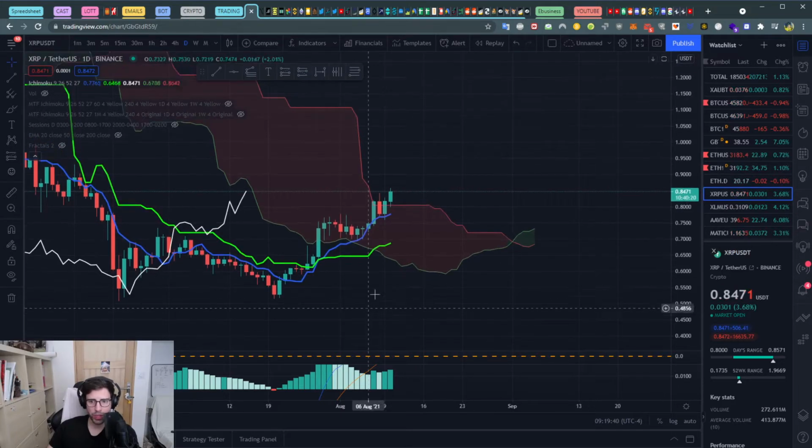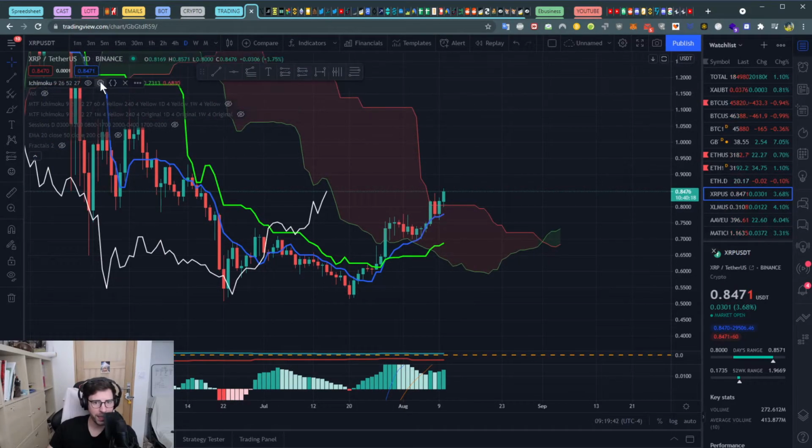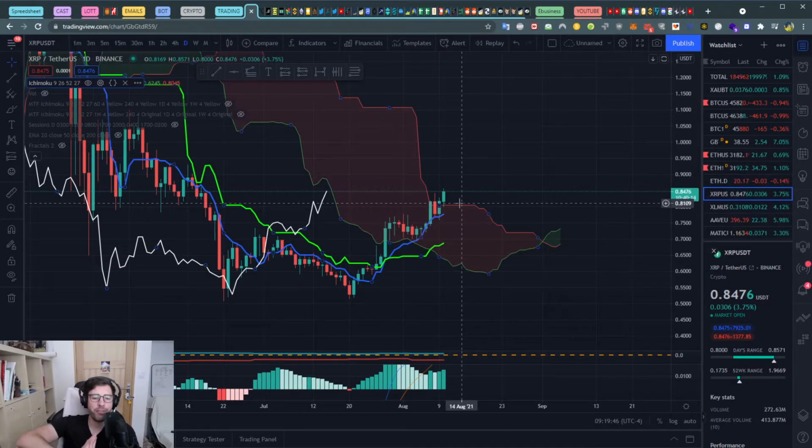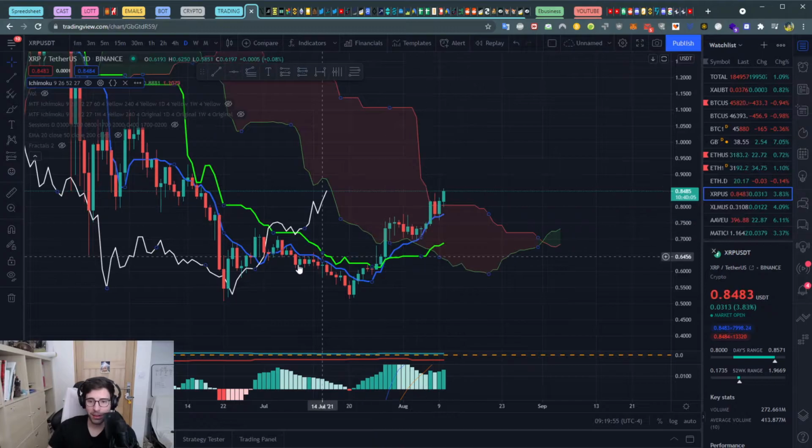Remember, guys, when you use the Ichimoku, you don't have to change anything inside it except the displacement to 27. You can use it on every time frame. It works, even on a 5-minute time frame for short trades, you can do it. It's insane, I know, but it does work.